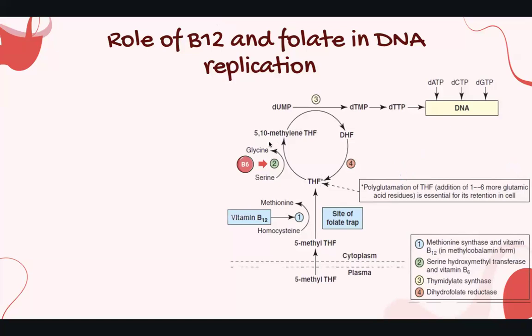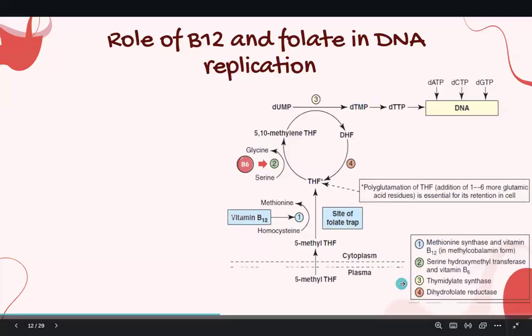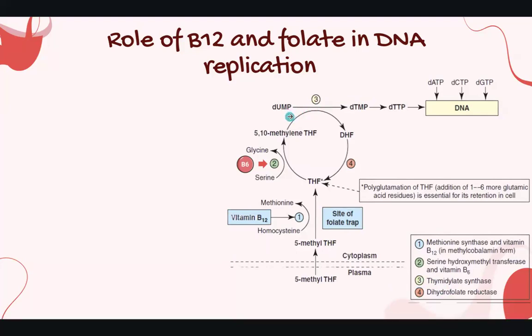So your 5,10-methylene tetrahydrofolate, what are we going to do with it now? Why do we need this 5,10-methylene tetrahydrofolate? This is what is going to be used to convert deoxyuridine monophosphate to deoxythymidine monophosphate. It does that using the enzyme thymidylate synthase. You can see number 3, thymidylate synthase. This enzyme is the one that converts DUMP, which is the short form of deoxyuridine monophosphate, into deoxythymidine monophosphate.